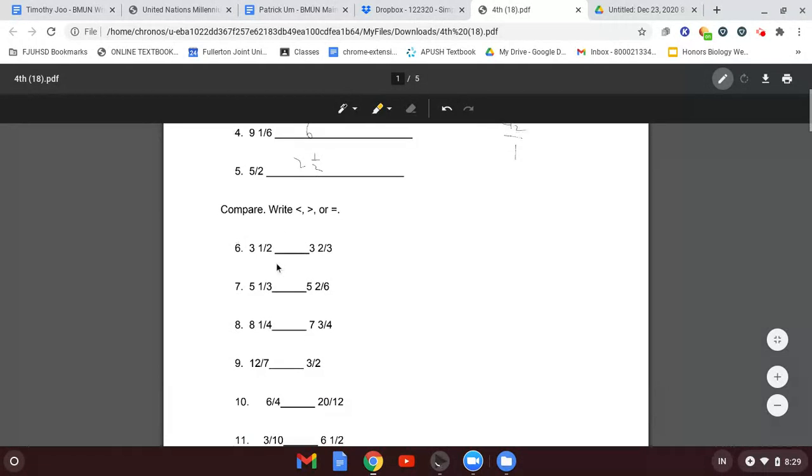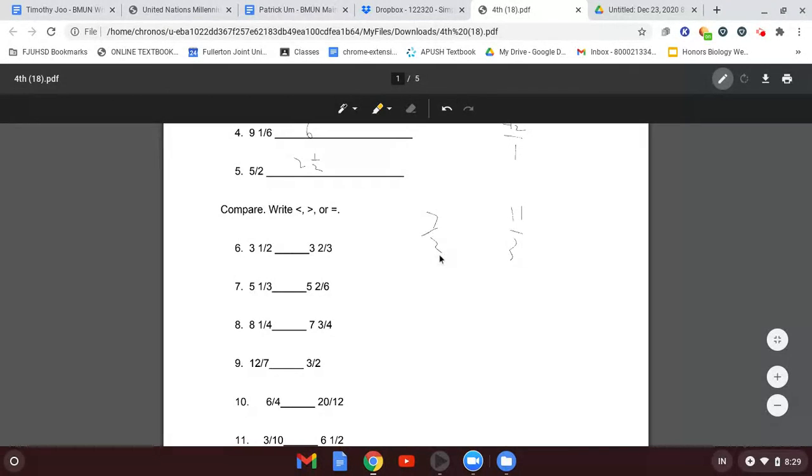But first, in order to do that, we need to make the mixed number into an actual fraction. We can do that by, once again, multiplying. So 3 times 2, which is 6, plus 1, that will be 7 over 2. And this one is 9 plus 2, which is 11 over 3.